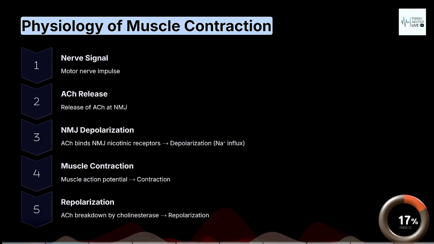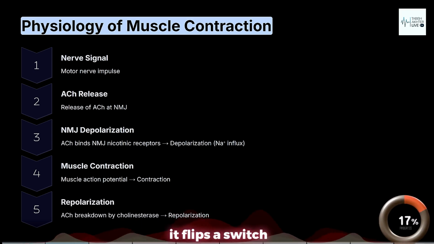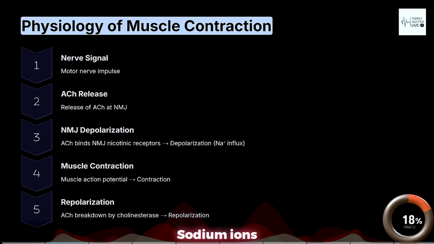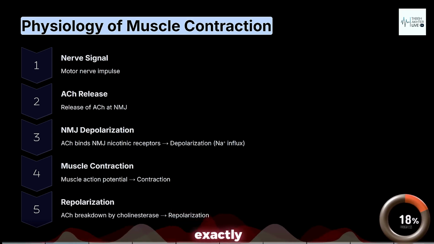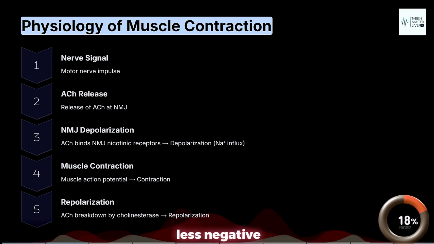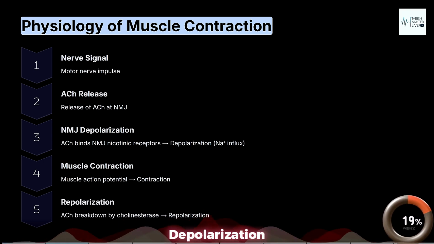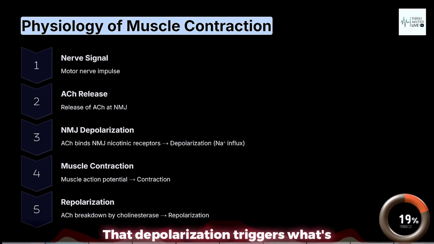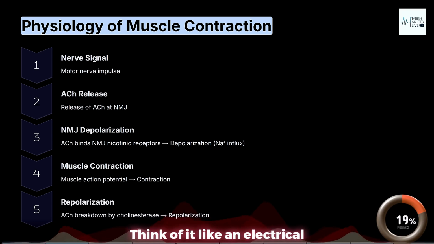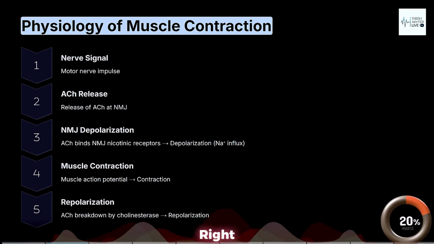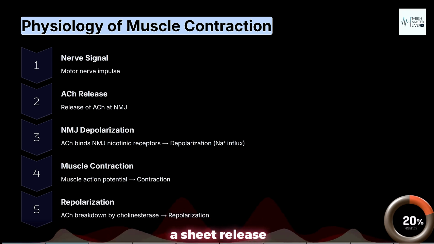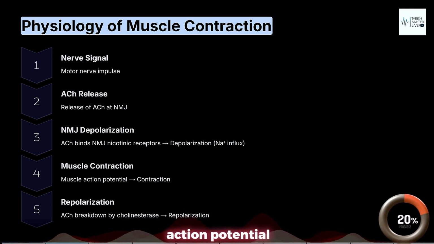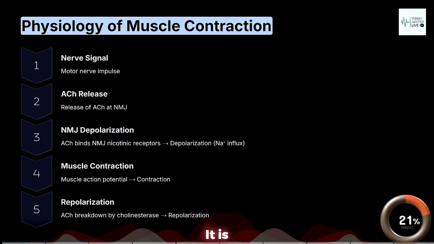So it docks there, and that docking action flips a switch. It opens channels, letting sodium ions rush into the muscle cell. Sodium ions, positive charge. So the inside of the cell becomes less negative. That's called depolarization. That depolarization triggers a muscle action potential, like an electrical wave spreading along the muscle, telling it to contract. Nerve signal, ACh release, docking, sodium rush, depolarization, action potential, then contraction. Quite a chain reaction. It is a very rapid one.